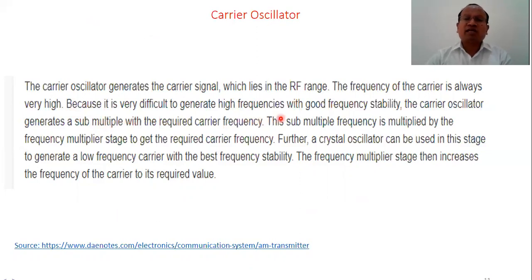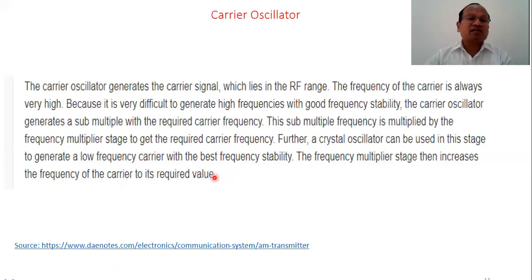Because it's very difficult to generate high frequency with good frequency stability, the carrier oscillator also generates some multiple of the carrier frequency required there, and therefore multiple frequencies are generated by the frequency multiplier. Already I have explained, we sometimes need different frequencies, multiple signals of different frequencies. So a frequency multiplier can be used, and when we are talking about the carrier oscillator, preferably a crystal oscillator is used to generate a low frequency carrier with the best frequency stability.